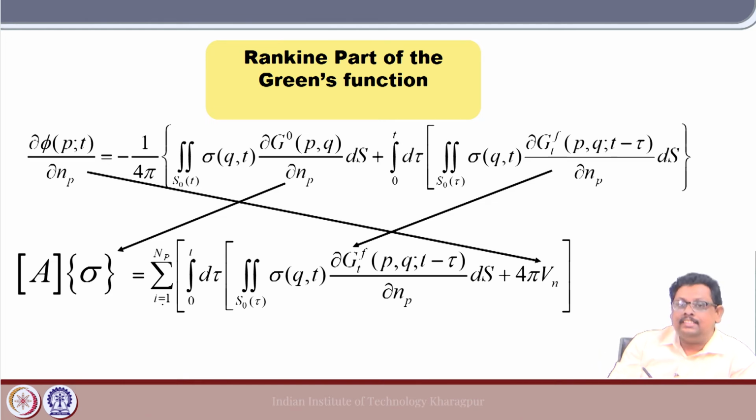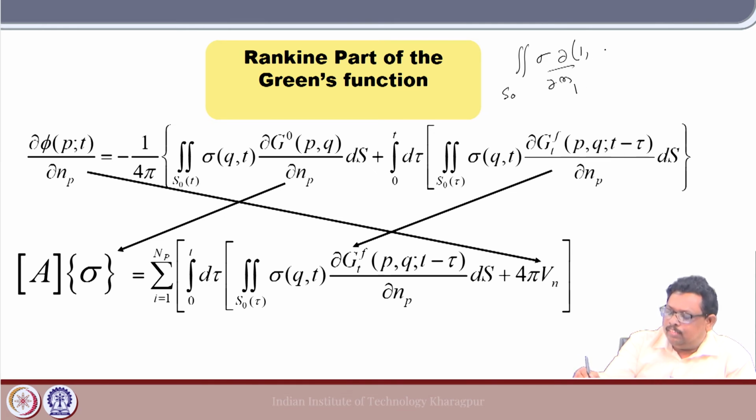Now, when I take I equal to 1, I can get only the column matrix. Then what do I get? I get this integration of sigma, so it is the integration over this body S0. However, this del n p is 1, and it is 1 comma q comma t minus tau into ds. So, this is how we should do that. Okay. Fine.